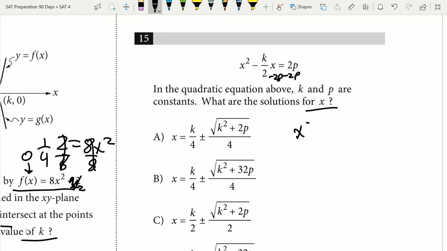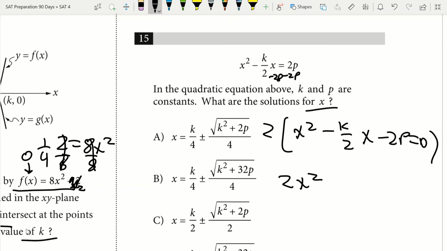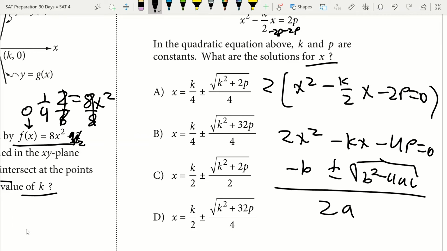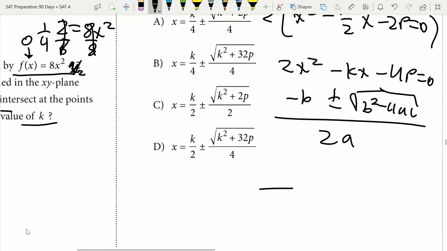Okay, so I can go ahead and rewrite that. Minus k over 2 x minus 2p equals 0. Okay, when I do that, I see I have to multiply by 2 to get rid of that fraction. So multiply my whole equation by 2. That's going to be 2x squared minus kx minus 4p equals 0. At this point, I go ahead and use my quadratic formula. So I'm going to do negative b plus or minus the square root of b squared minus 4ac, all over 2a. I see my denominator is 2 times a, I see a is 2, so it's all going to be over 4.